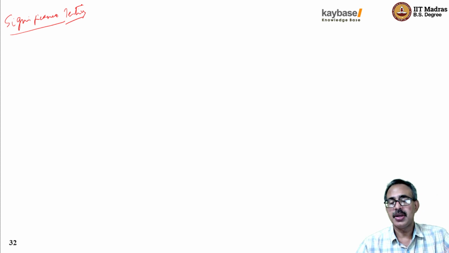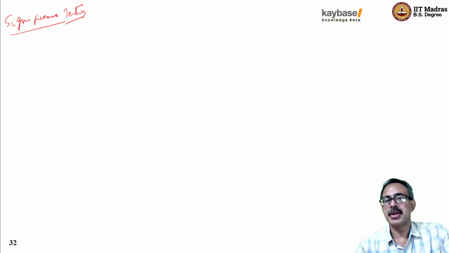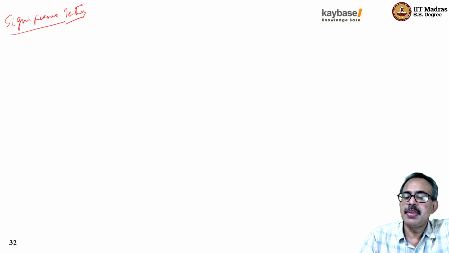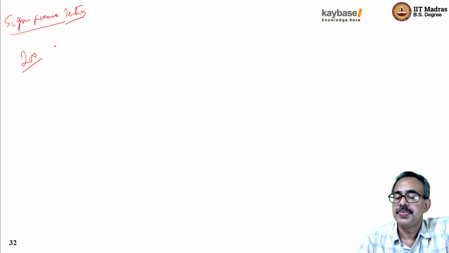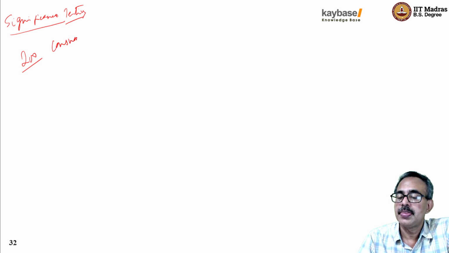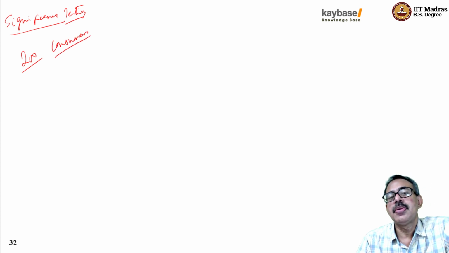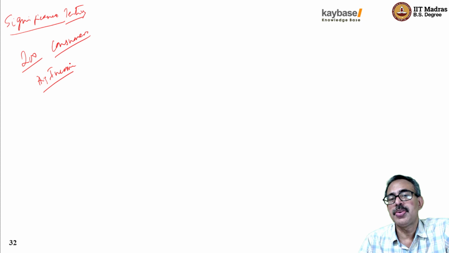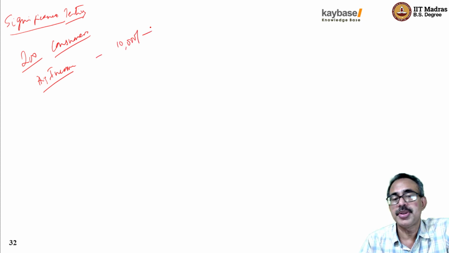I have no slides here, right? I just have this whiteboard kind of thing which I'm going to use. Let us say we do a study amongst 200 consumers, right? And we find out what is their average income. And from the sample of 200, we get an average income of 10,000 rupees per person.